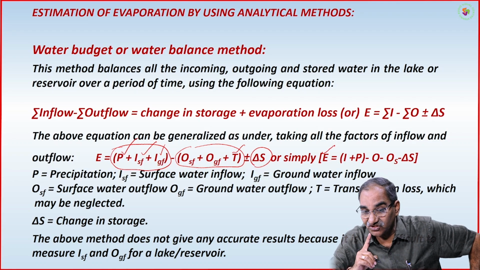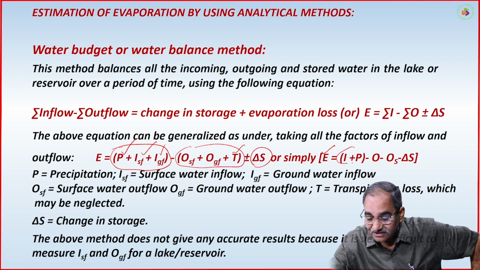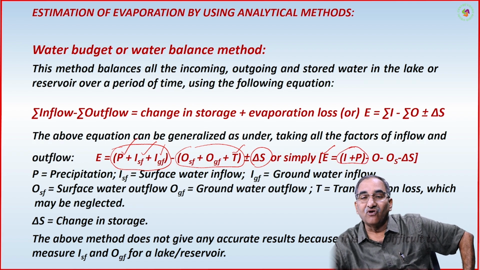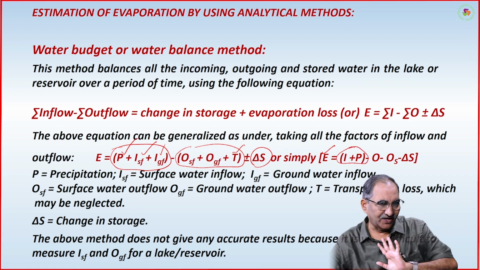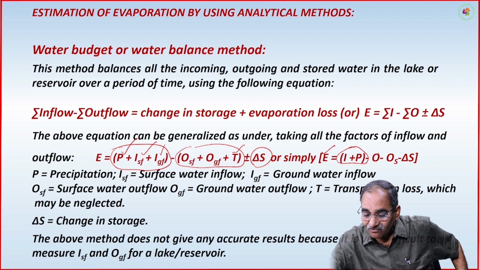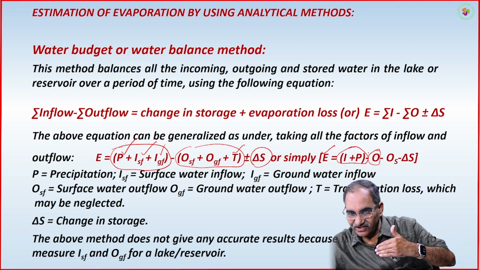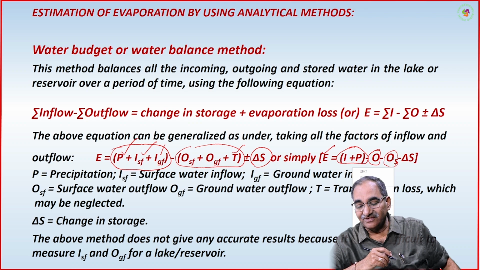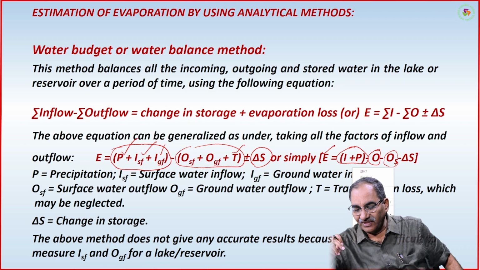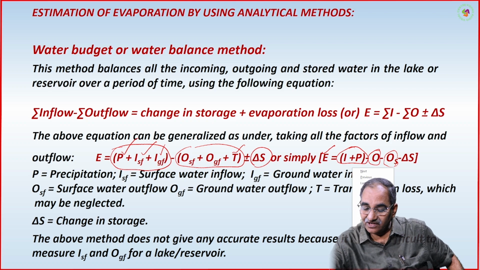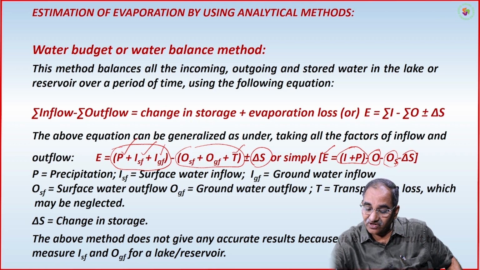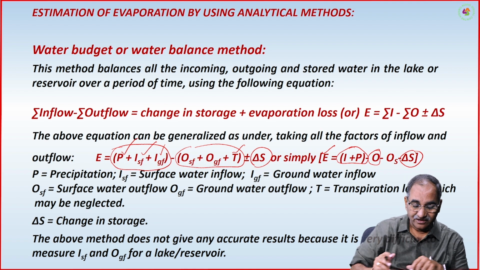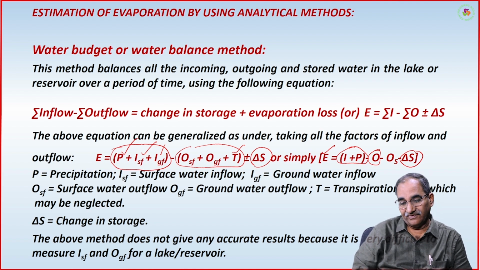So the final conclusion is, I remove all the things. Evaporation is equal to, please note it, inflow, meaning whatever is the surface inflow, plus precipitation. Outflow means whatever is going from the reservoir. Then OS means whatever is the seepage. If any seepage is there from the reservoir, that is a major component. Last one is change in storage. If any change in storage is there, that should be taken. So if you can do that, that will be fine.